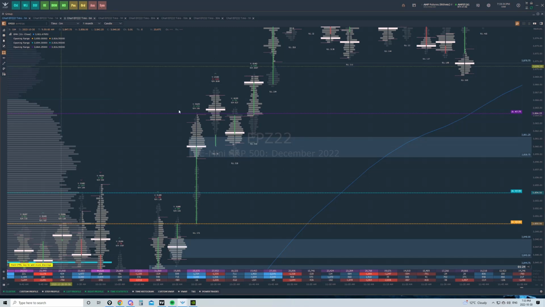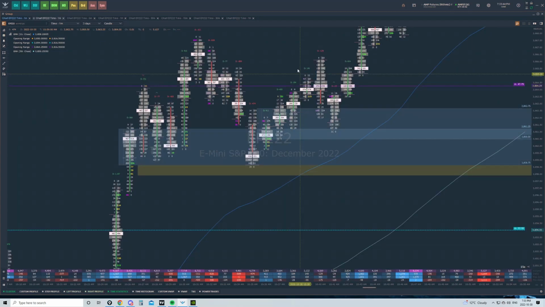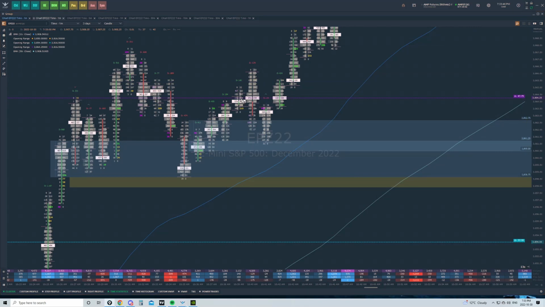So what can we do? We can take our tool, we can mark out the thickest area of the high volume node right here, right? We mark out the thickest area of the high volume node. We go back to the 1-minute chart. What happens? Price pushes up, pulls back. Where does it pull back into? The high volume node. We hold and we go. Okay?